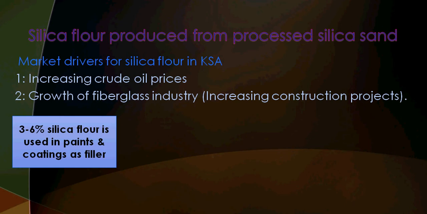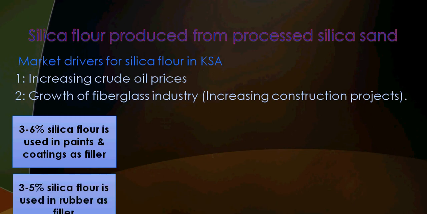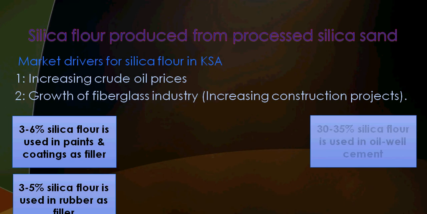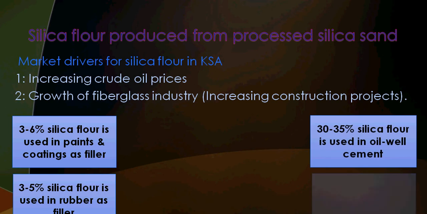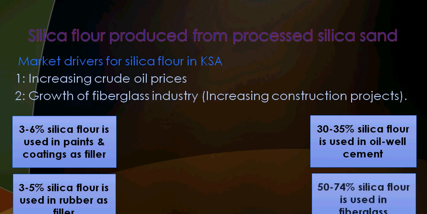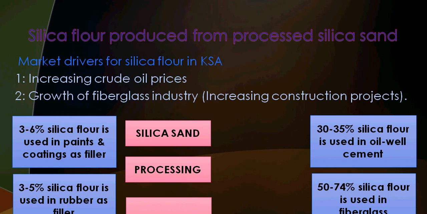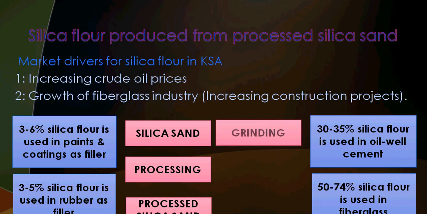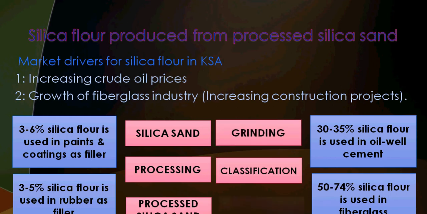Three to 6% silica flour by weight is used in paint and coatings as a filler. 3 to 5% by weight silica flour is used in rubber as a filler. 30 to 35% silica sand or silica flour is used in oil well cement as an additive. 50 to 74% silica flour is used in fiberglass. So how is it produced? You need silica sand, you need processed silica sand, then grinding, classification, and you have silica flour.